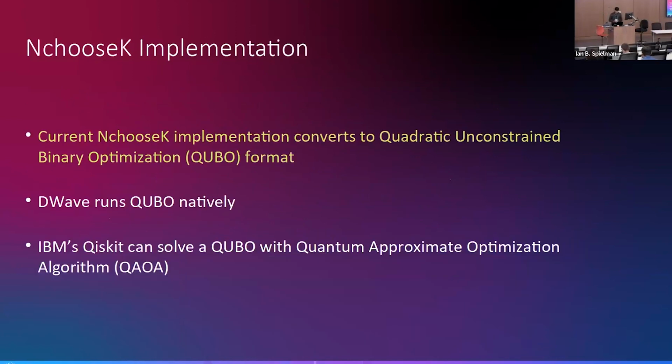Okay, so how does nChooseK work behind the scenes, right? The nChooseK implementation converts all of the problems that we specify into quadratic constrained binary optimization format, or QUBO. D-Wave computers can run QUBO problems natively. IBM's Qiskit can solve QUBO problems with the quantum approximate optimization algorithm, or QAOA.